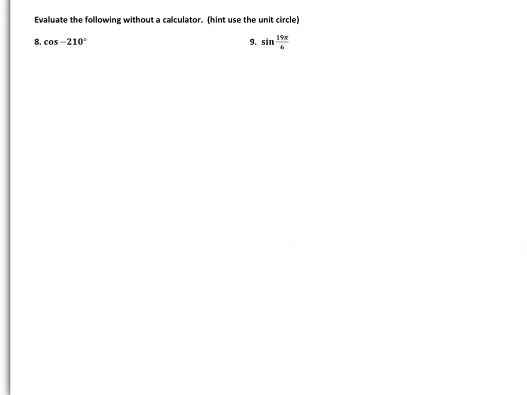Alright. Evaluate the following without a calculator. So get out the unit circle and find it. So I'm looking for cosine of negative 210. So it'd be like right here. And I know that's a 30-degree angle, so it's negative square root 3 over 2.